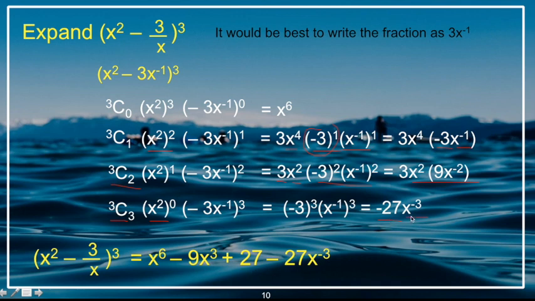Then negative 27, x to the power of negative 3. You see, there's only one x here. So it appears only once. So that means it's already simplified. Okay? Therefore, this is our expanded form of this.